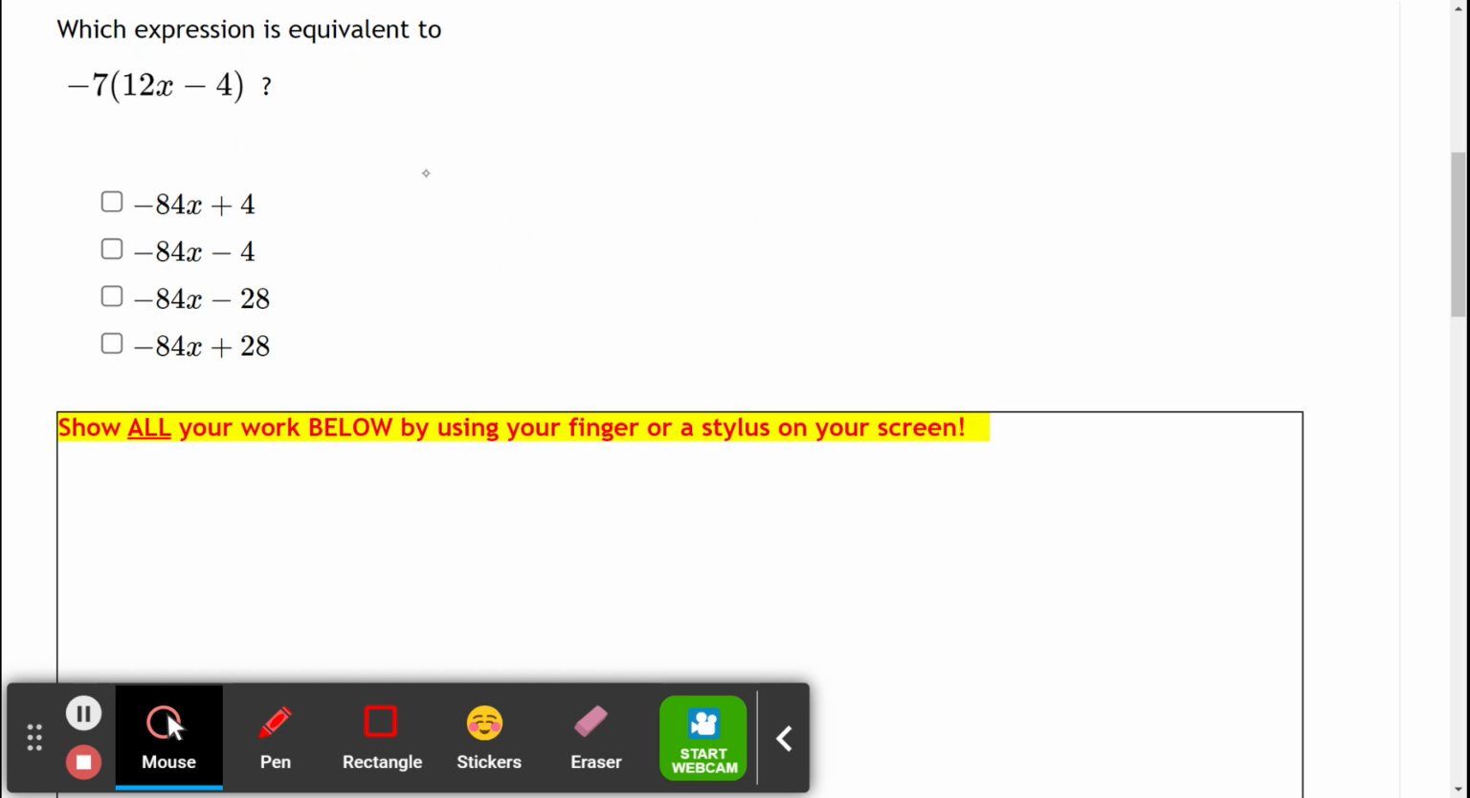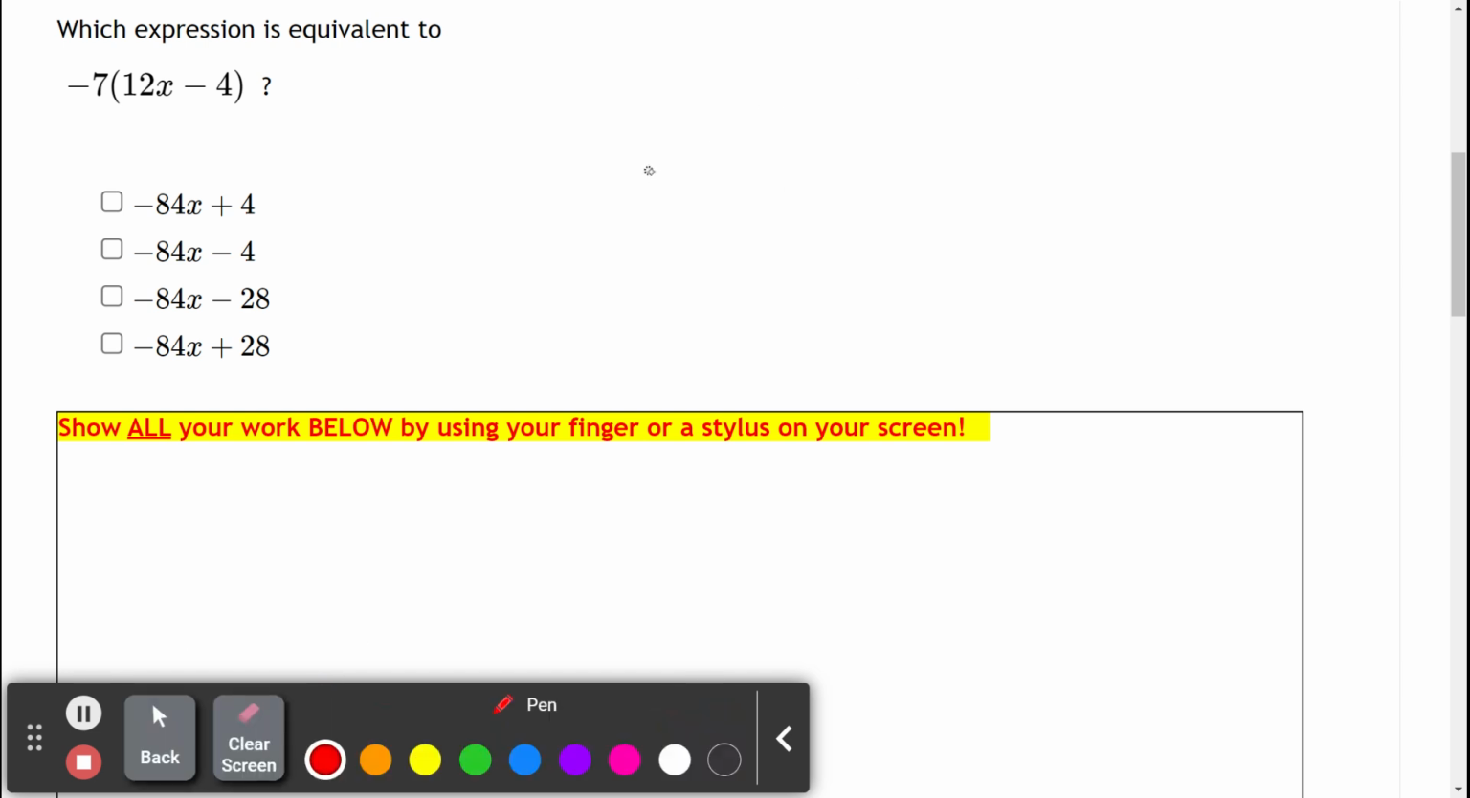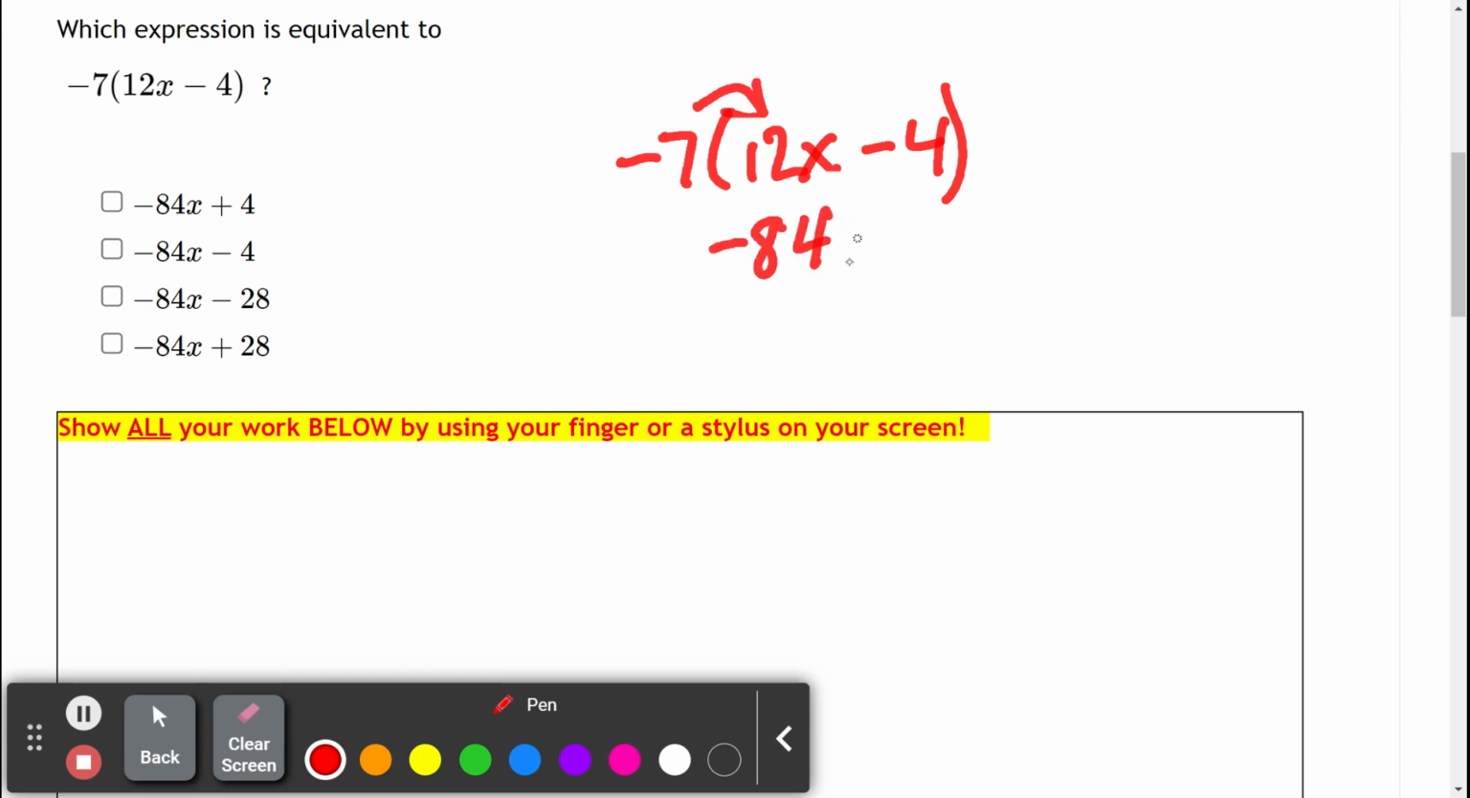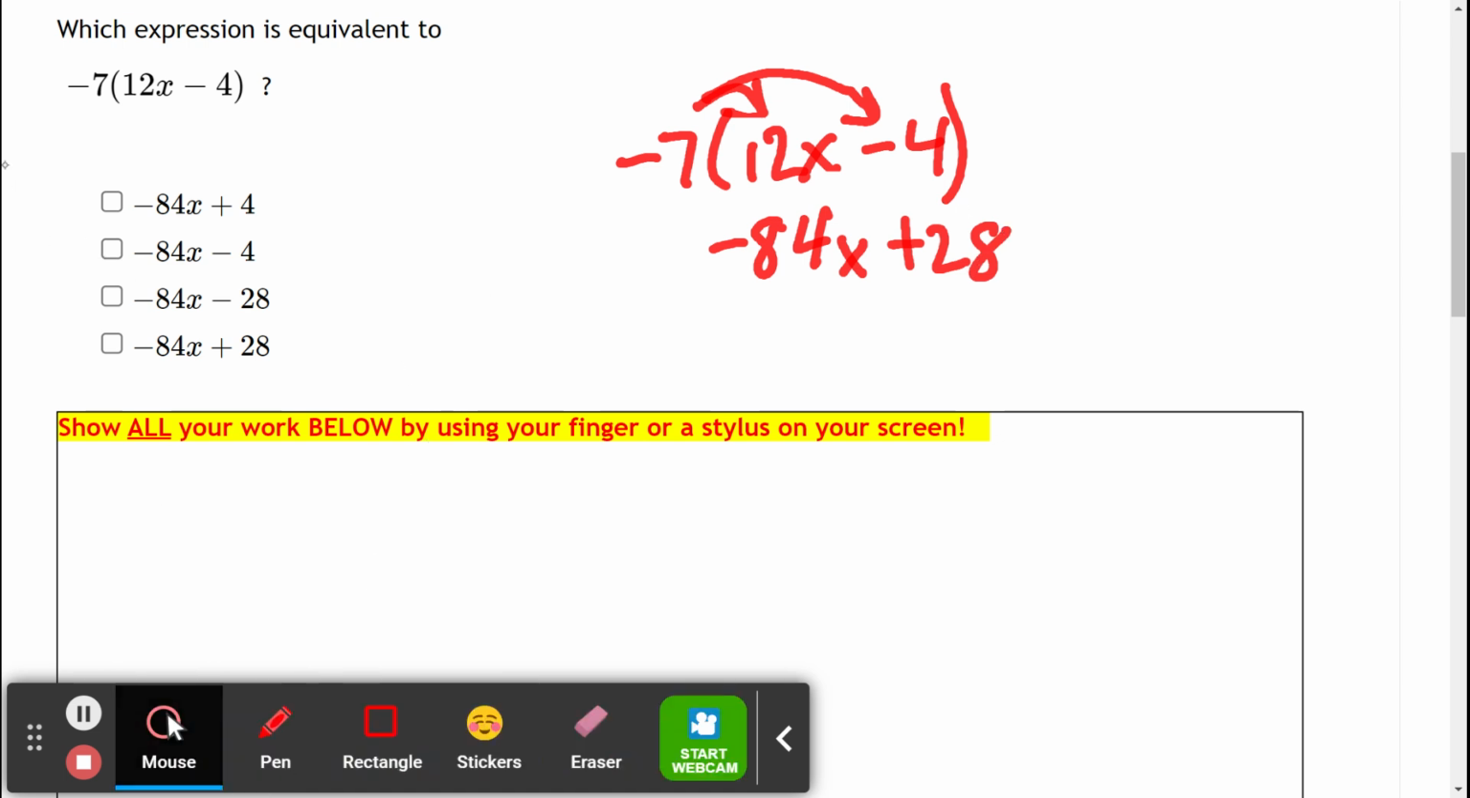And for this one, we have to distribute the -7, which means -7 times 12x minus 4. So -7 times 12 is -84x. -7 times -4 is +28. So -84x plus 28 is that one right there.